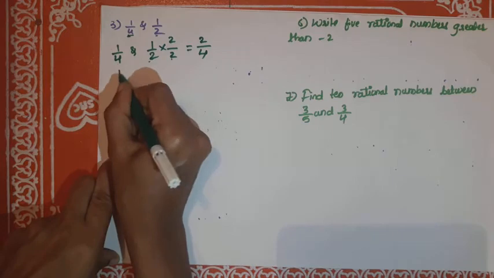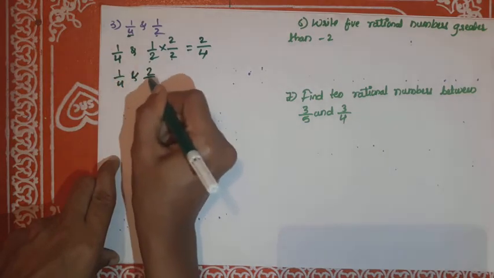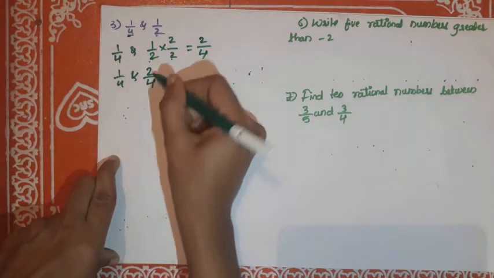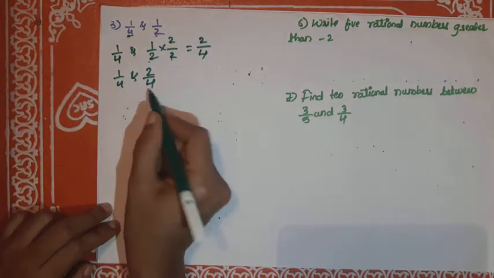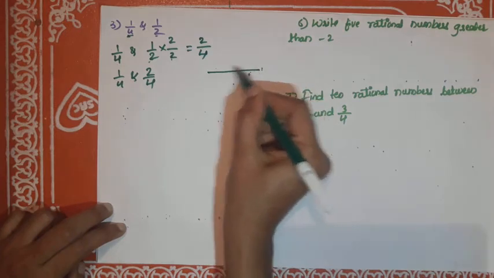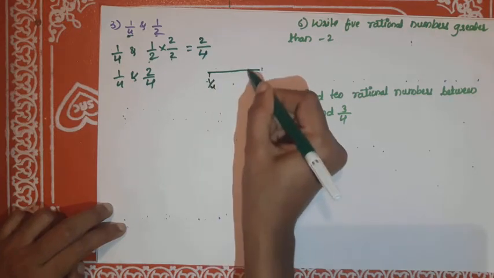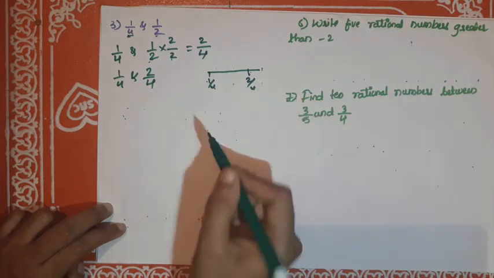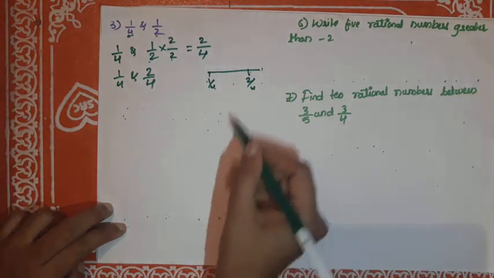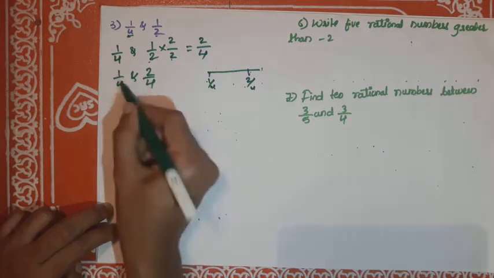So the two numbers are 1 by 4 and 2 by 4, where 2 by 4 is 1 by 2. Now we have to write the rational numbers between these two. See here, 1 by 4 is next to 2 by 4. There are no rational numbers in between, so to find them we need to multiply.